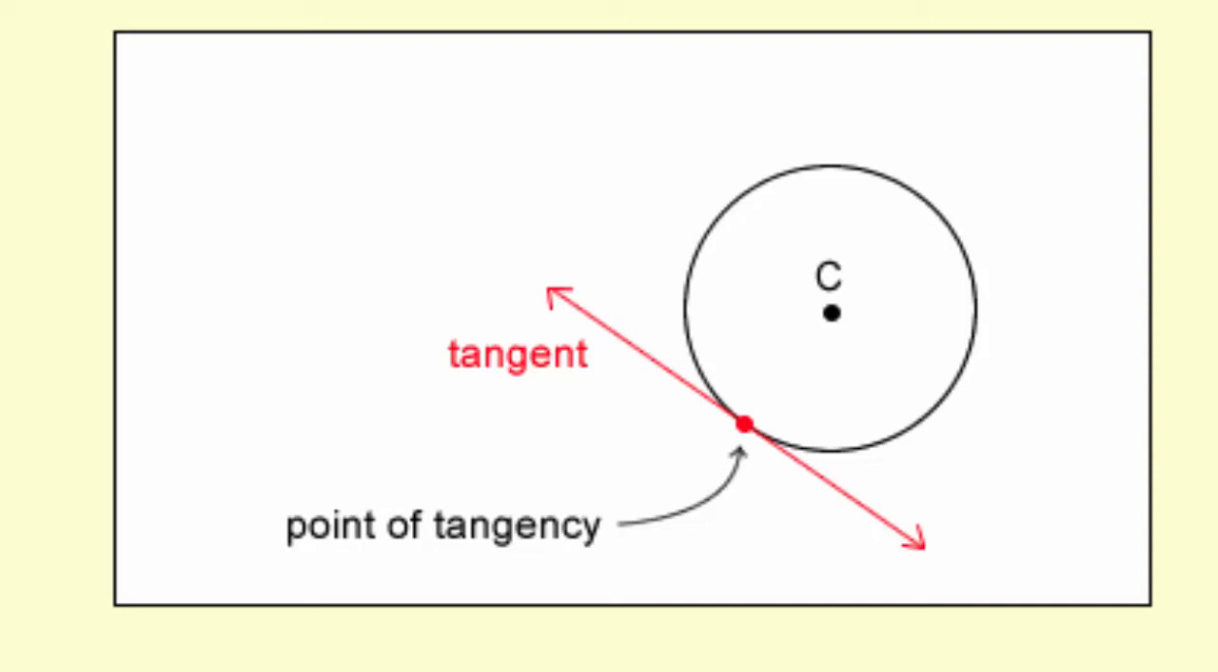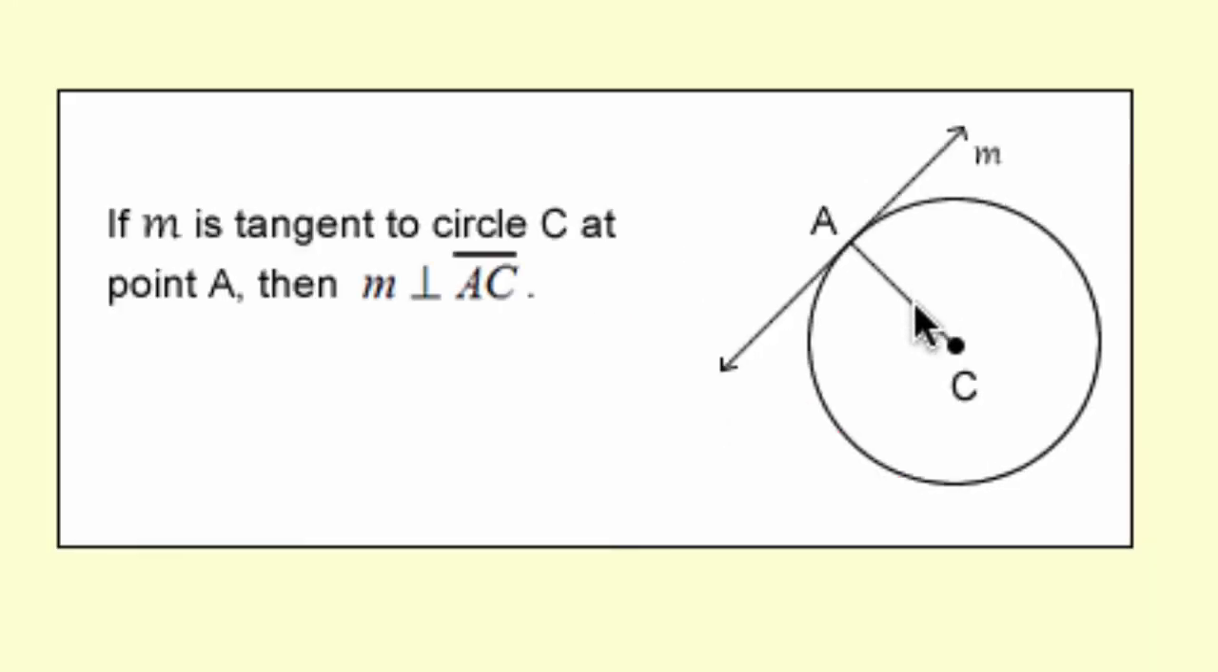So the big picture for this lesson is tangents to a circle and circumscribed angles. First of all, a tangent line intersects a circle in one point. Here you can see a tangent line and the point of tangency. And if you have a tangent, it is perpendicular to the radius at the point of tangency. That's the tangent radius theorem.